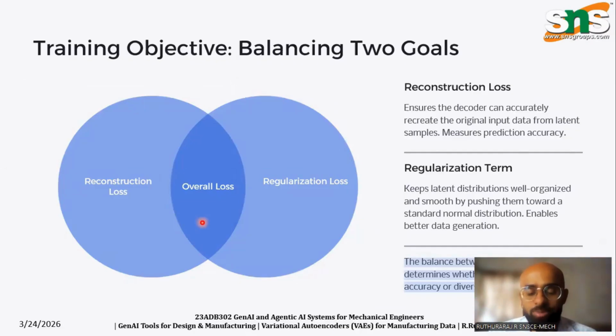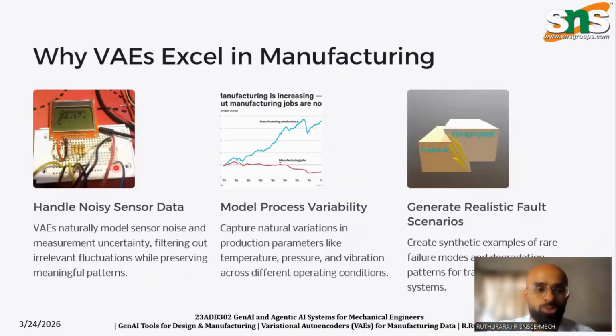How the training happens, I will just give a quick overview here. During training, the loss will be propagated. What's the original image? What's the generated image? What's the variation between them? That is the loss. The loss will be propagated to the model again, and from that loss, the model will be optimized. As you see here, the applications of this are handling noisy sensor data, process variability, and generating realistic images. For those things, this variational autoencoder can be used.